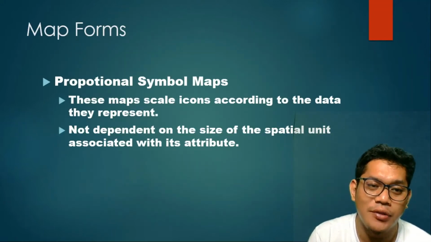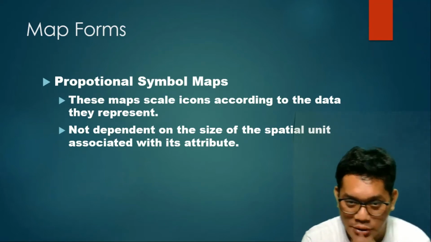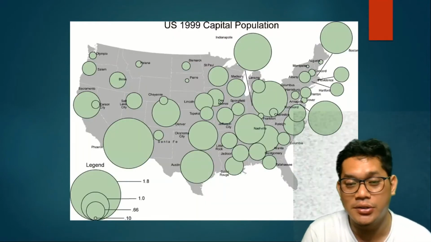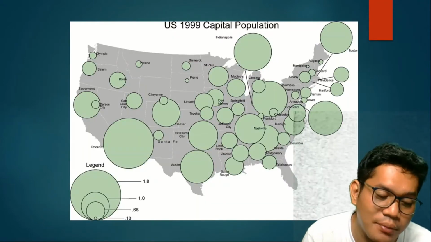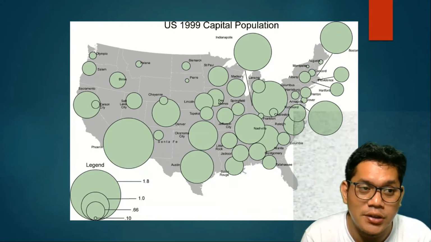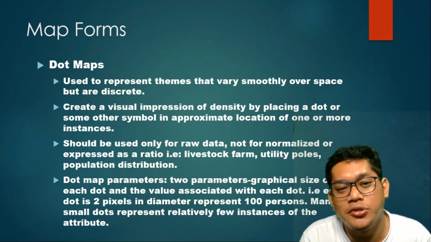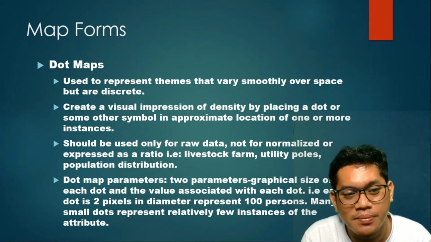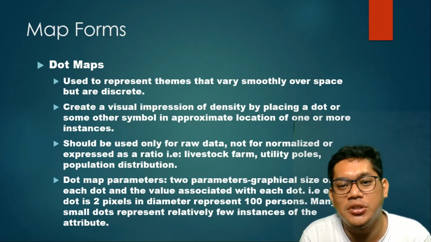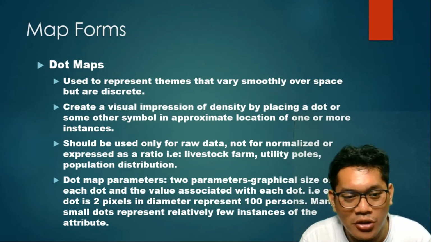And we also have the proportional symbol maps, where these maps scale icons according to the data they represent, but do not depend on the size of the spatial unit associated, something like this. Okay, we can make quantitative associations based on the size of the icons. Or you have dot maps, which are used to represent themes that vary smoothly over space but are not discrete, and they create a visual impression of density by placing a dot or some other symbol in approximate locations.